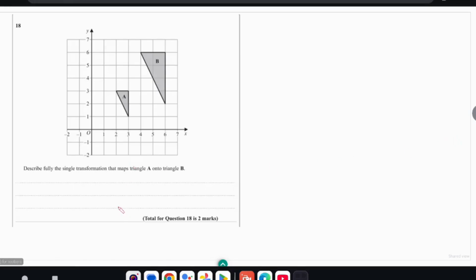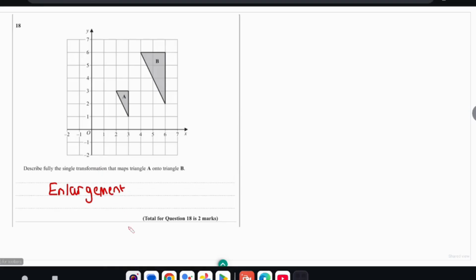Describe fully the transformation that maps triangle A onto B. See, A is smaller than B. So if you can see, it's an enlargement. You have the choice of reflection, which is a flip, it's not been flipped. Rotation, it's been turned, it's not been turned. And translation, which is just moved along a grid.